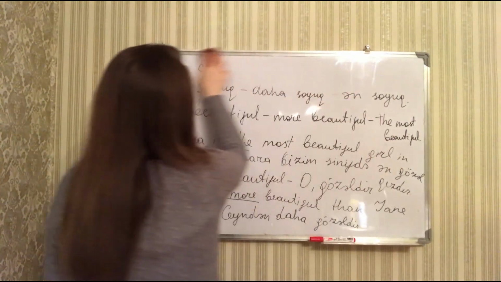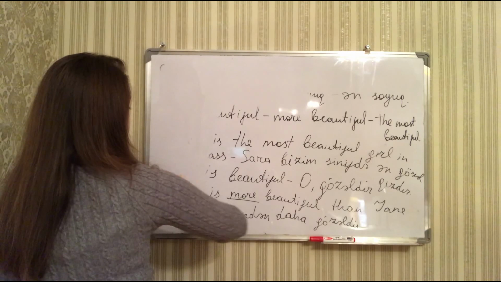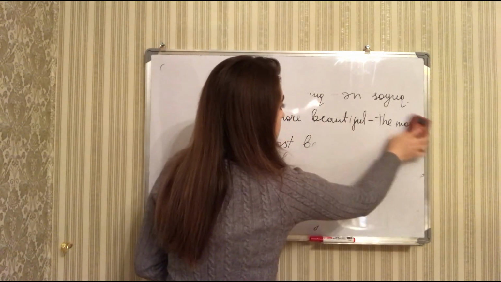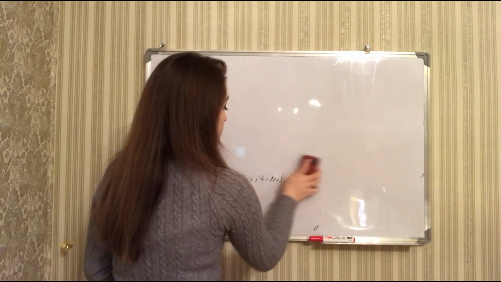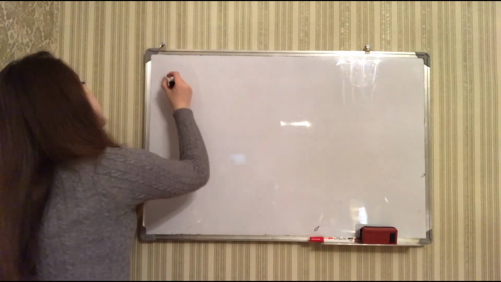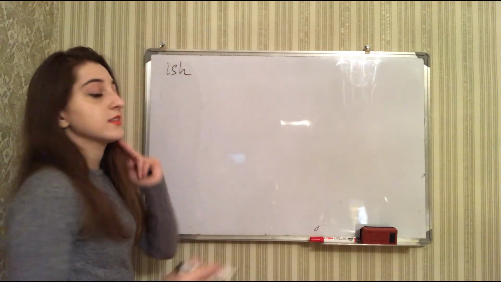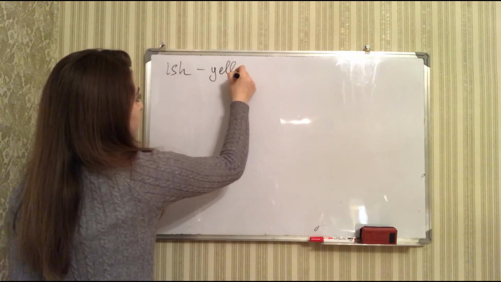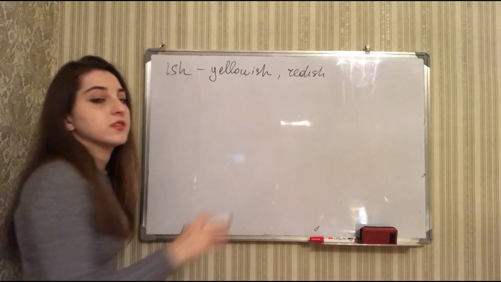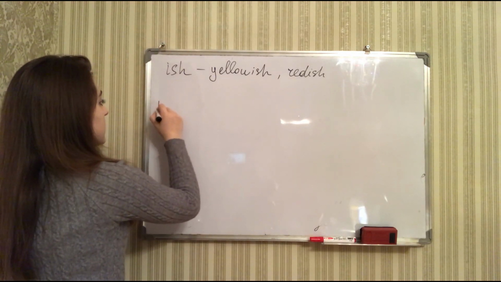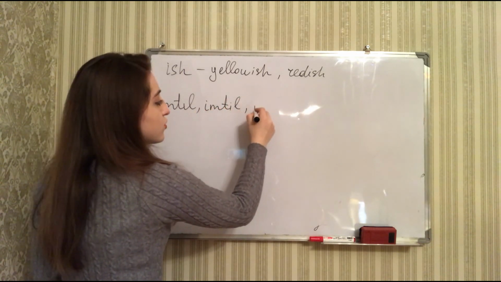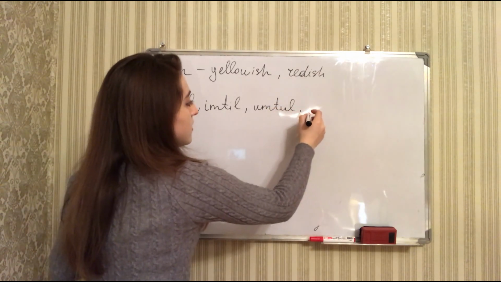Now we have some suffixes that we use for adjectives, and also there is a suffix in English. What is it? It is ish suffix. For example, yellowish, reddish. In Azerbaijani language, it's translating imtil, umtul.